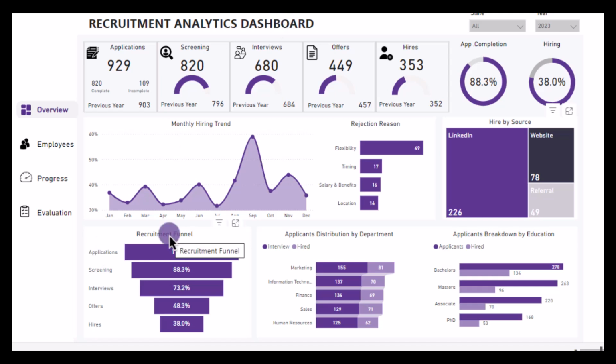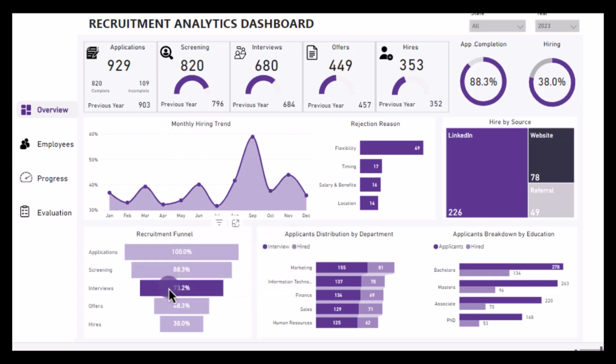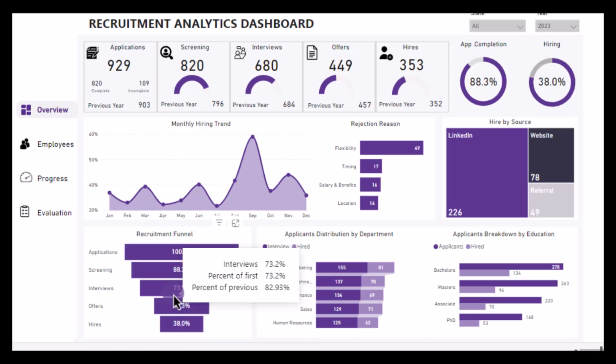After that we have recruitment funnel, which is basically a funnel chart showing the conversion rates at each recruitment stage from applications to hires. So first of all we had 100% application, out of which we did the screening for 83%, 73% of them got the interview, and then 48% offers were made, and then the hiring rate was 38%.